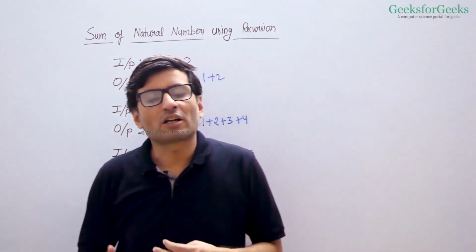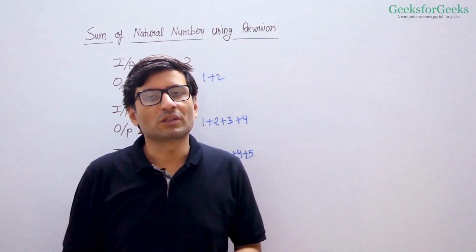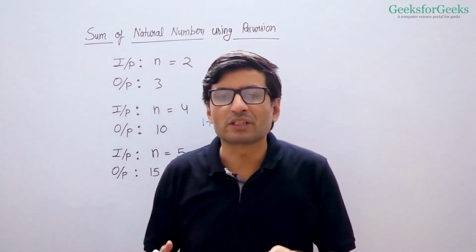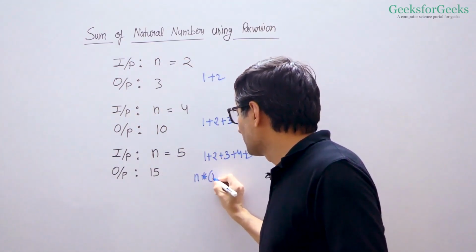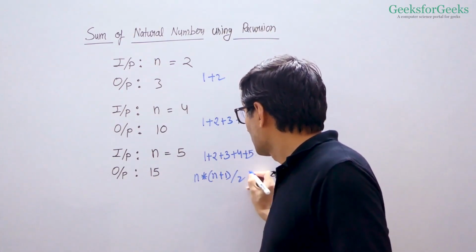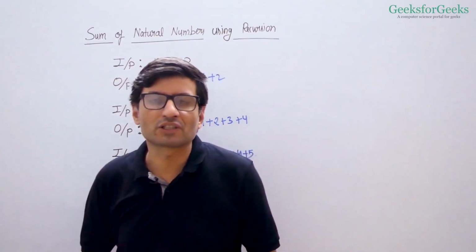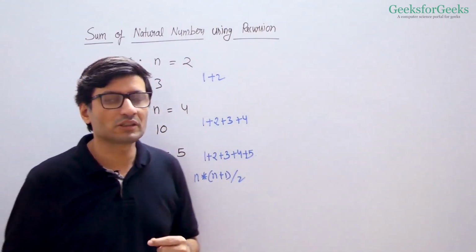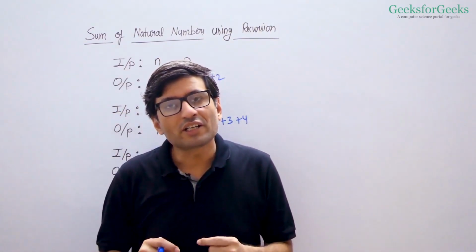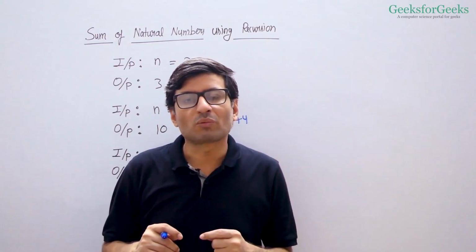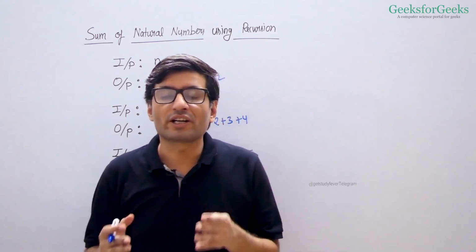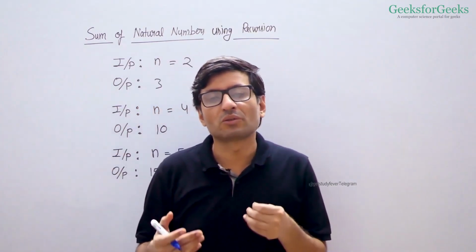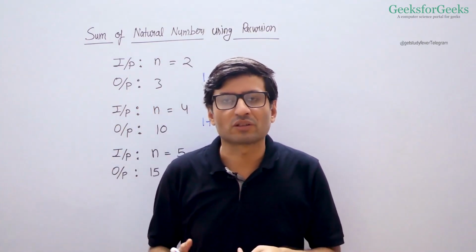There exists a direct formula to solve this problem. If you are given a number n, you can simply write a function that returns n into n plus 1 by 2. You can simply write a one-line function to get the sum of first n natural numbers. The idea here is to solve this problem as an exercise for recursion. So please try writing a recursive code to return the sum of first n natural numbers.